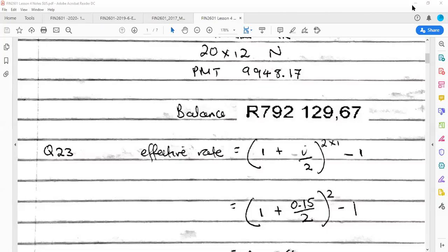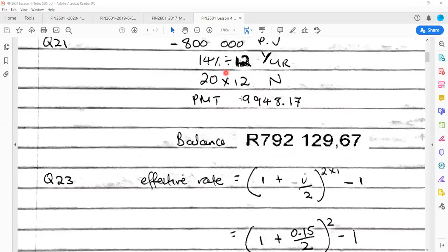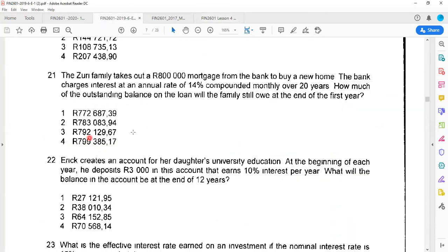So if we do that calculation, we get the outstanding amount of 792,129.67, which is option 3. So that will be the outstanding balance at the end of the first year after 12 payments have been made.